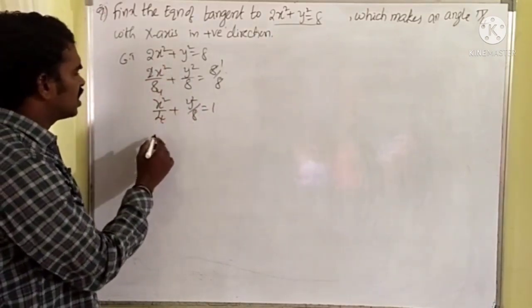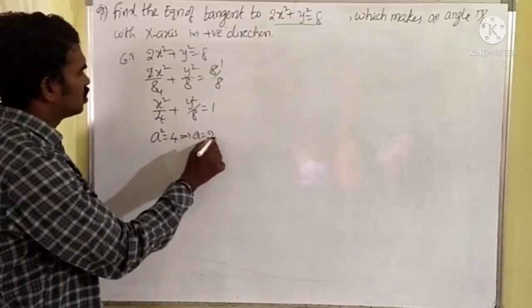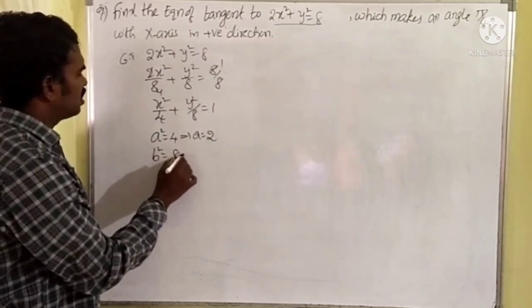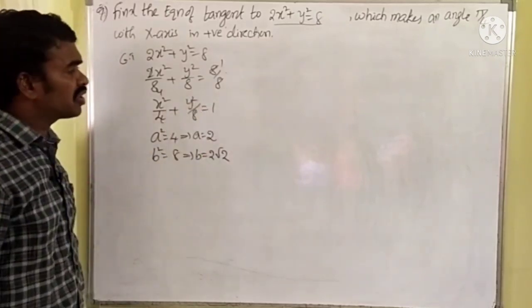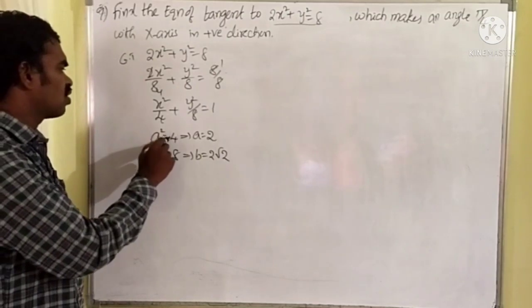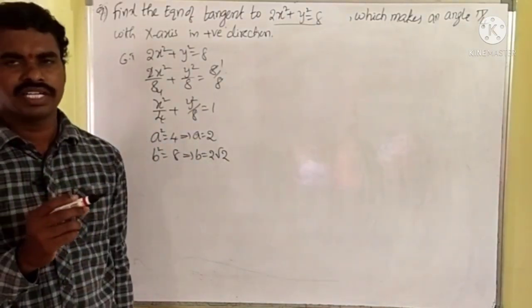So comparing with the general equation, we get a square equal to 4, that means a equal to 2, and b square equal to 8, that means b equal to 2 root 2. You can ask one doubt: sir, here a square equal to 4, so why don't we take a equal to plus or minus 2? Am I right?